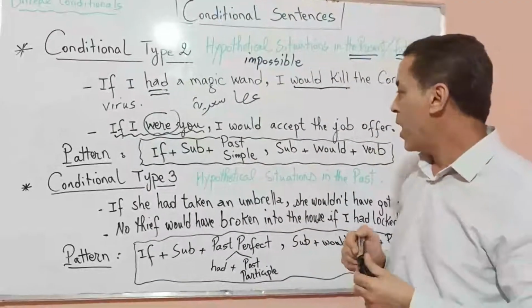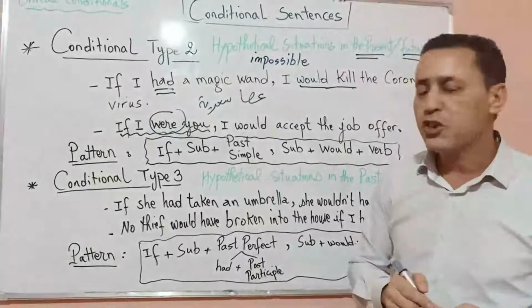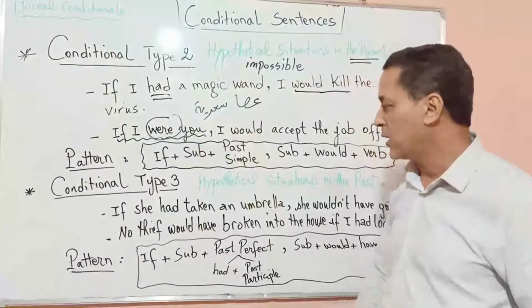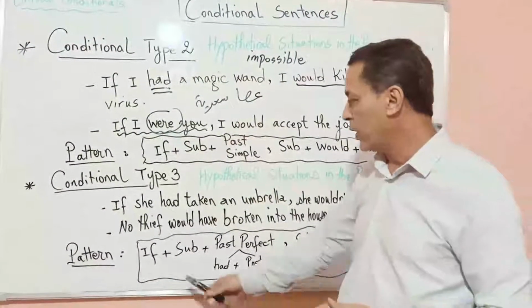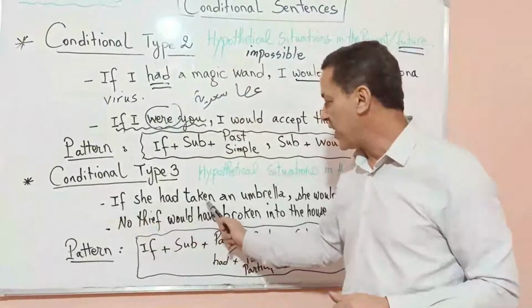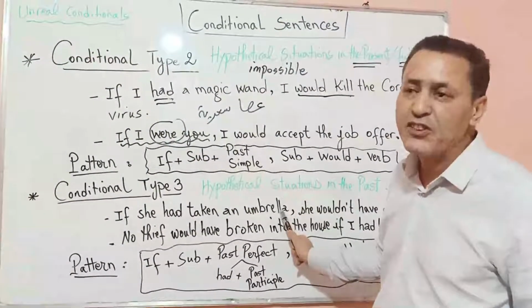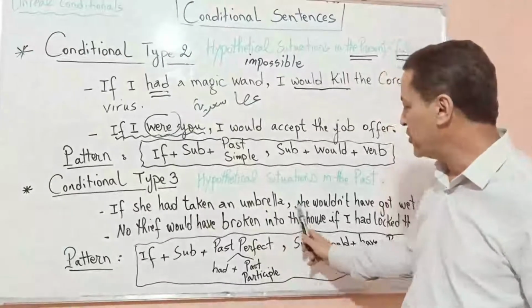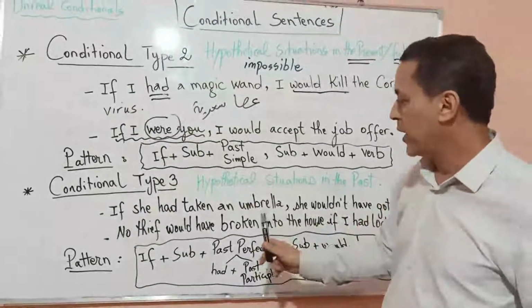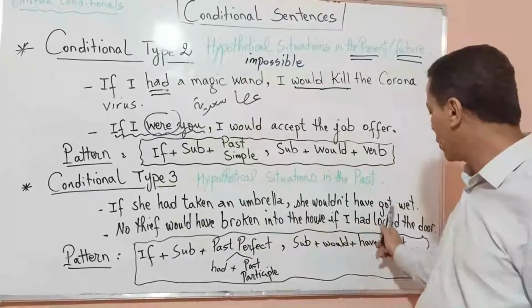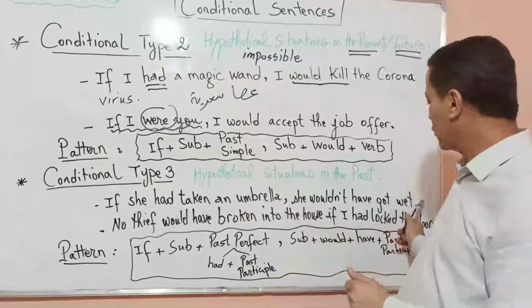Right. Now, time to move to conditional type 3. Let's consider these two examples. We start with the first one. If she had taken an umbrella, okay, reality is she didn't take an umbrella. What happened is she got wet. So if she had taken an umbrella, she wouldn't have got wet.